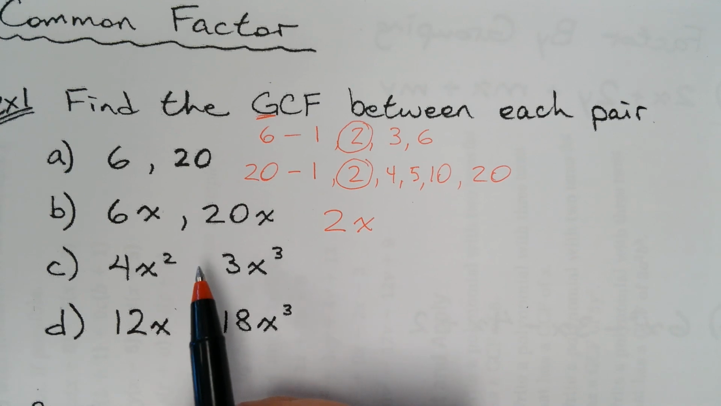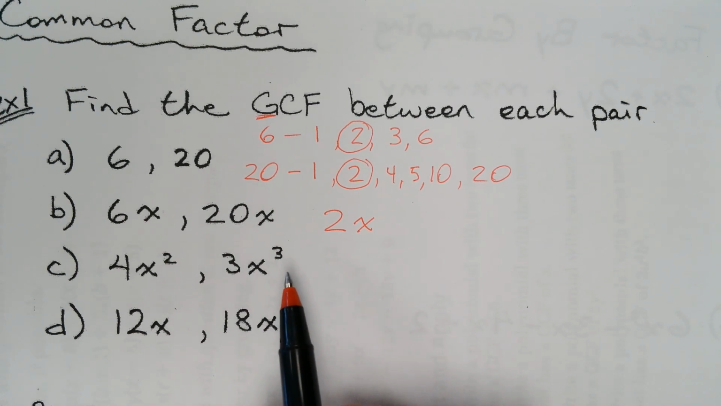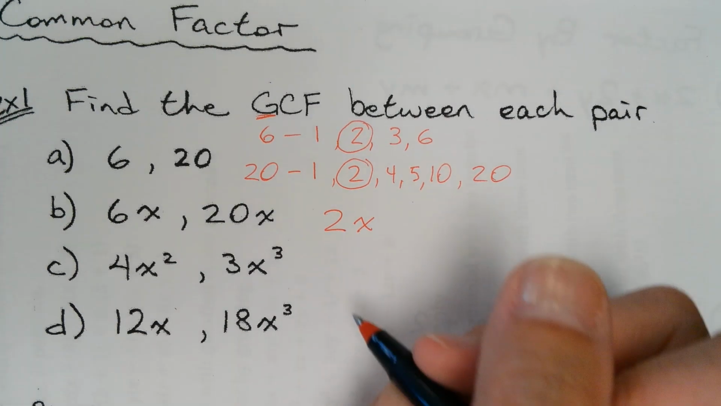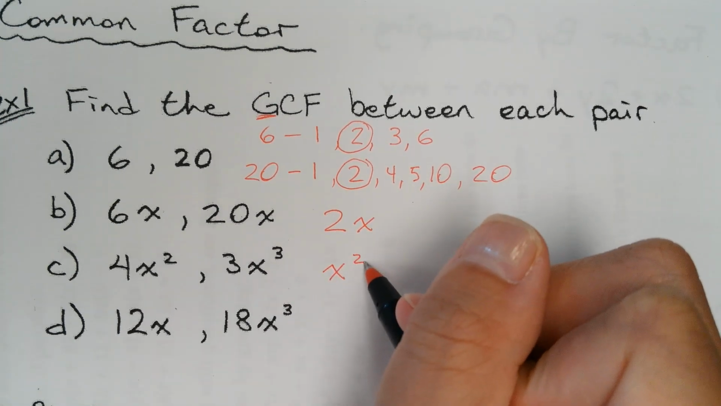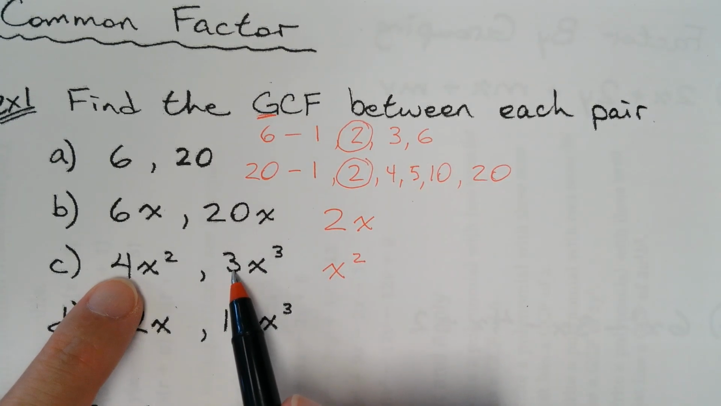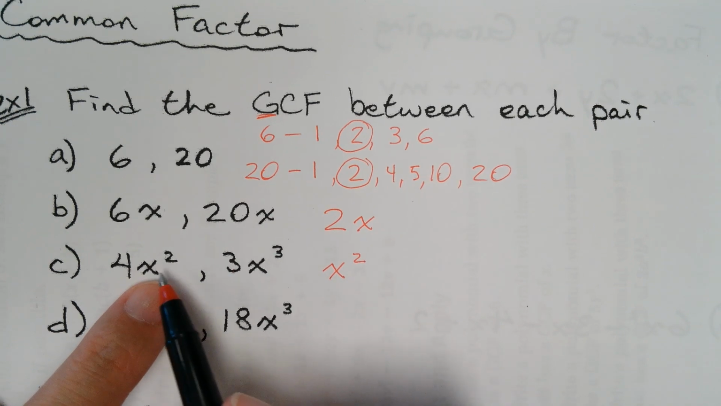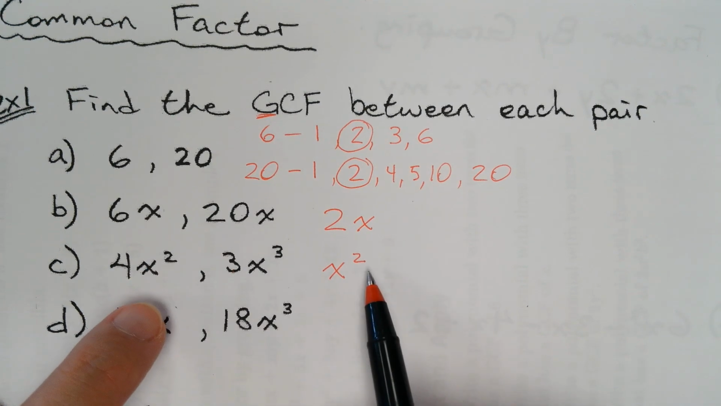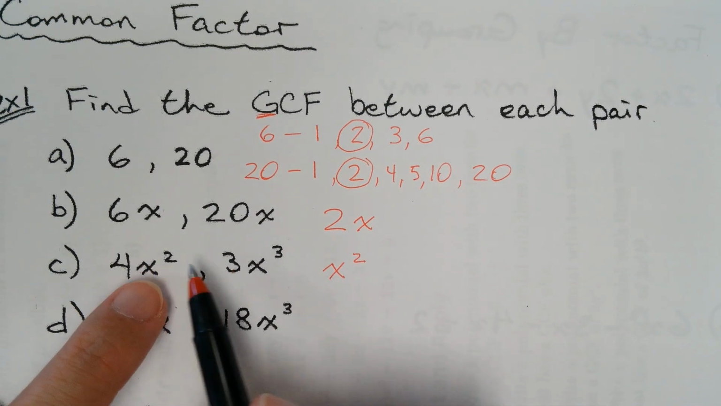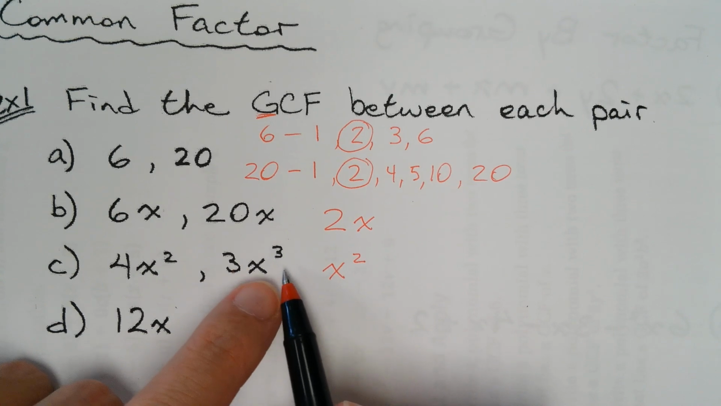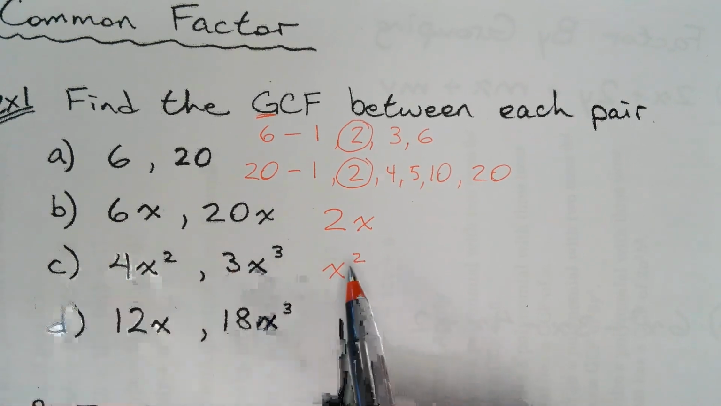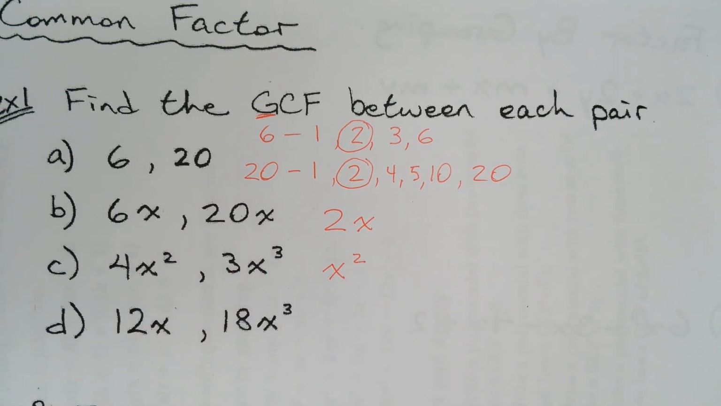What about 4x squared and 3x cubed? Jay? x squared. There's nothing common in 4 and 3. 1 doesn't count. All right, so x squared, x cubed. So that means both of these terms have an x squared. This is xx, and this is xxx. That means both terms have an x squared.